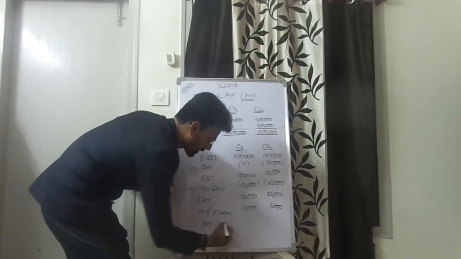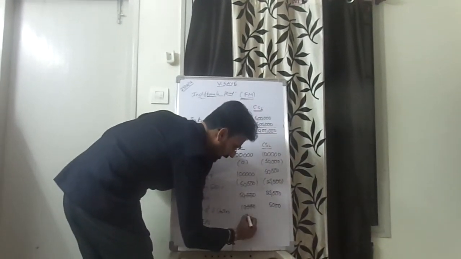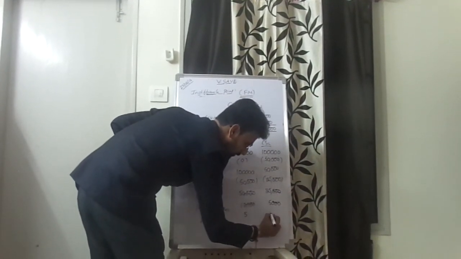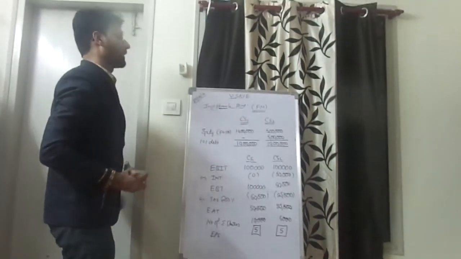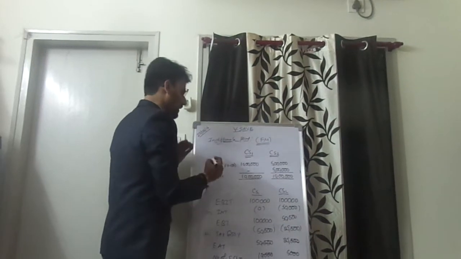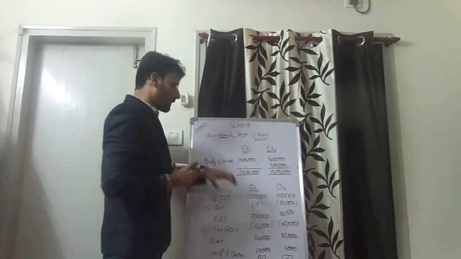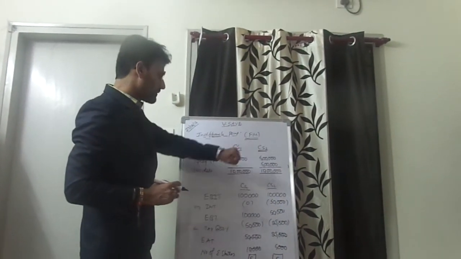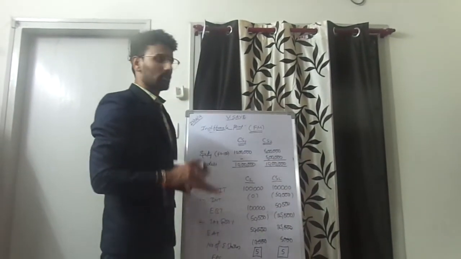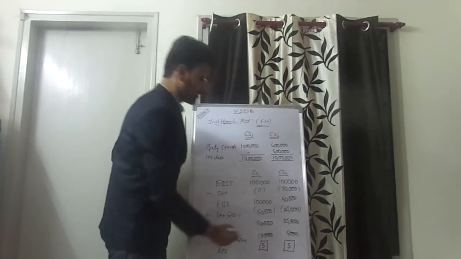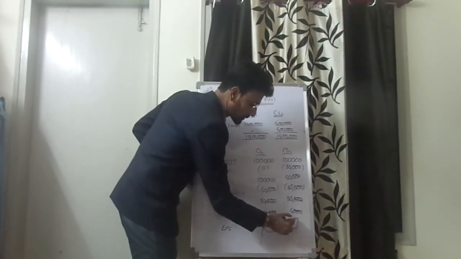Earnings per share is 5 and 5. Hence it is proved that if the firm earns 1 lakh EBIT, whether it is full equity or 50% equity and 50% debt, shall not make any difference in their earnings per share.